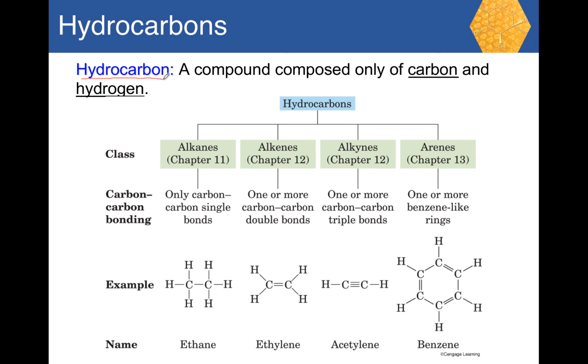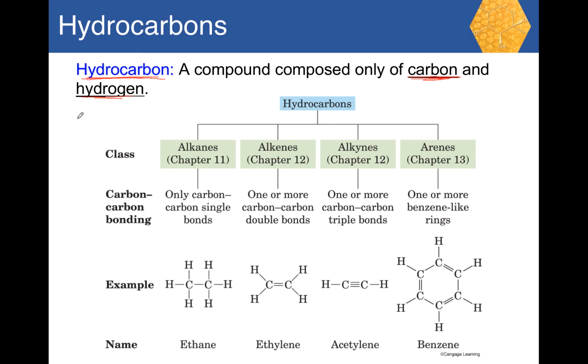Hydrocarbons, as we indicated earlier in the previous chapter, are really organic molecules that contain only carbon and hydrogen. So notice, no heteroatoms. Remember, heteroatoms are atoms that are not carbon or hydrogen. They're like oxygen and the halogens. But in this case, hydrocarbons are defined as organic compounds that contain only carbon and hydrogen atoms.